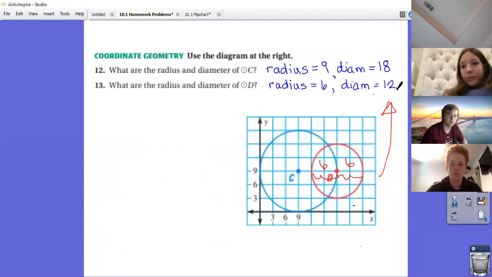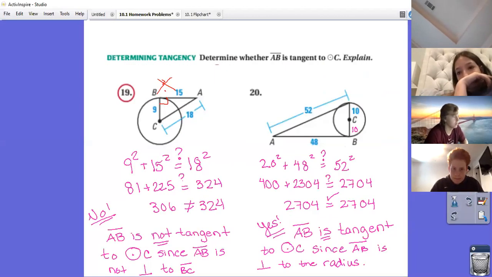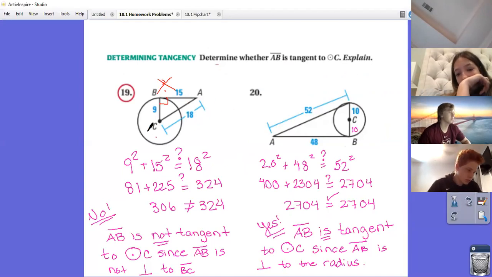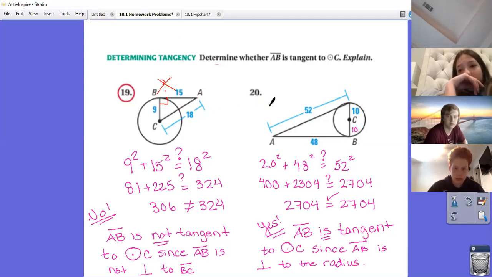We had a question on 13, so I'll go back and talk about that. It had a radius of 6 and a diameter of 12, because the increments down here were of 3. And then we had a question on 19. So there's the work for 19, if you didn't see it. Hopefully you guys are seeing it now. So you want to copy the work for that one. So you get 306 does not equal 324.